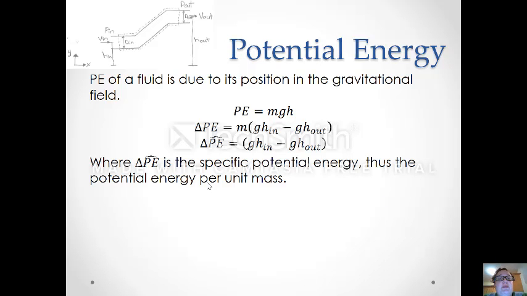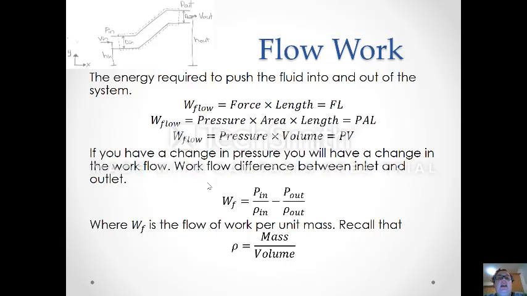Next, let's take a look at potential energy. Potential energy is due to a positional change in the gravitational field. So if you go from a lower height, such as we have at Hn, to a higher one, as we have at H out, there's clearly a potential energy change. We calculate potential energy as mass times gravity times height, and the change in potential energy is mass times gravity times the change in height. And once again, specific potential energy is just the potential energy per unit mass.